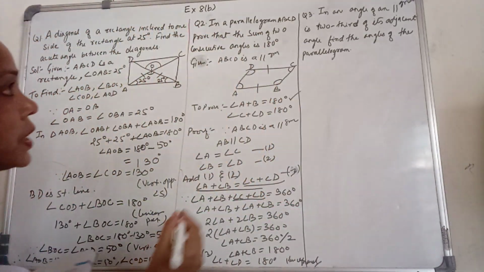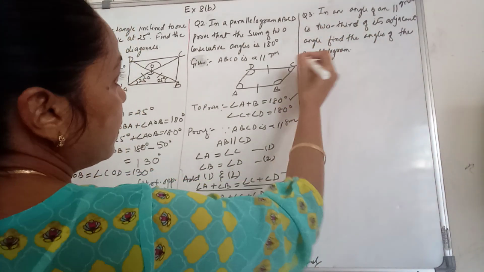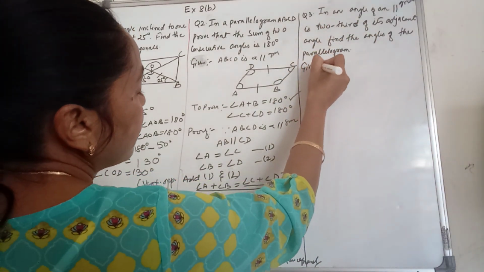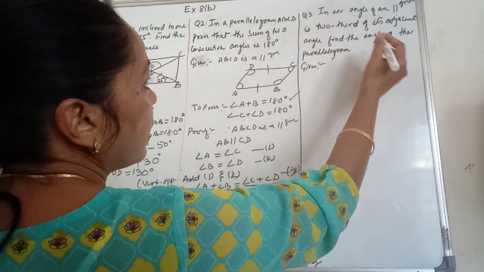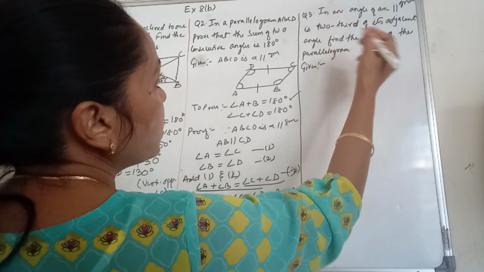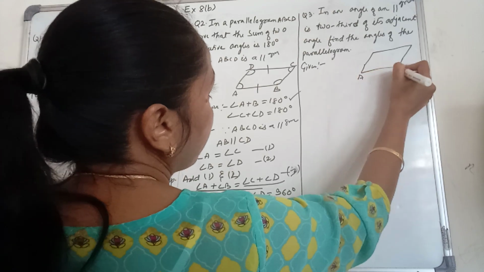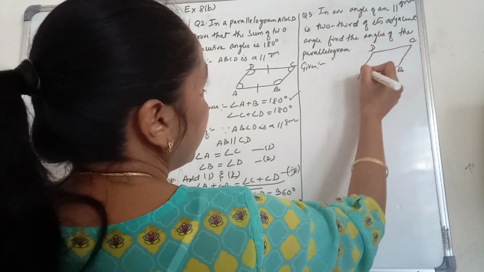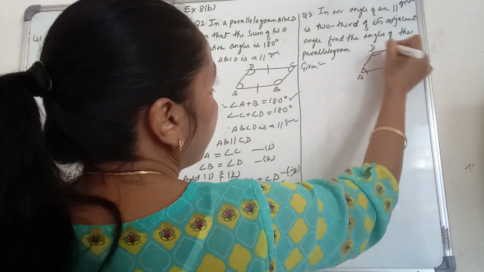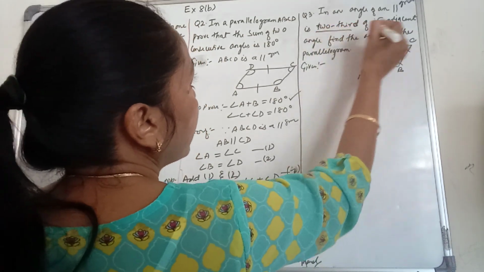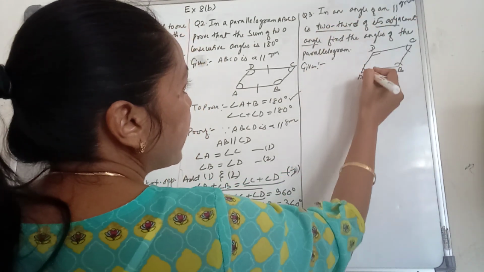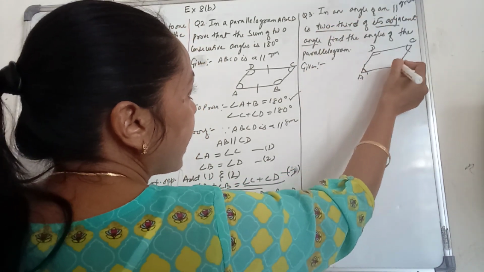Now see the third question. In question number 3, first write down the given. In a parallelogram, an angle is 2/3. It means first you have to draw the parallelogram ABCD. Now what is the given? In a parallelogram, 2/3 of its adjacent angle. So what are the adjacent angles? Angle A and angle B.